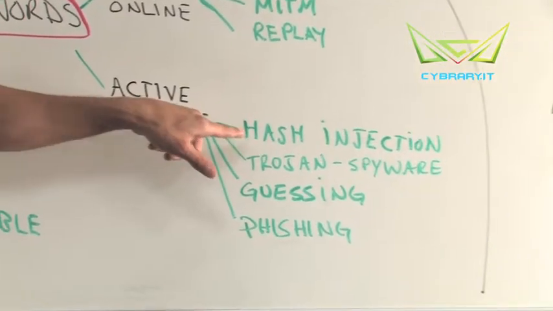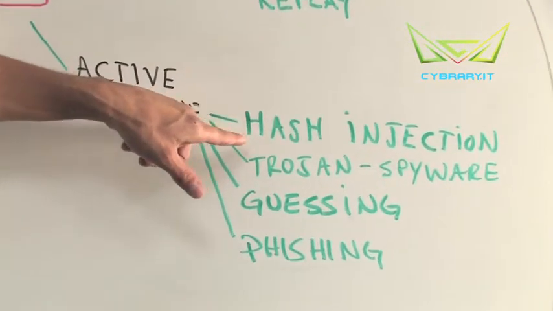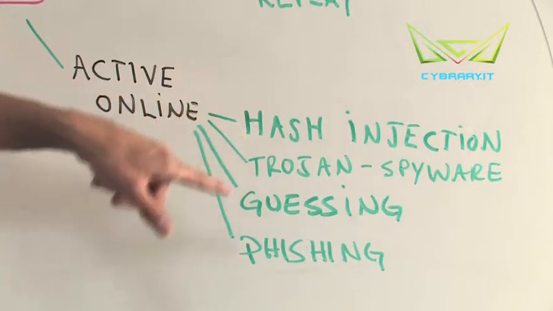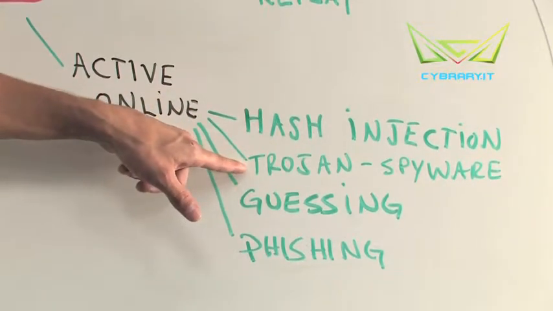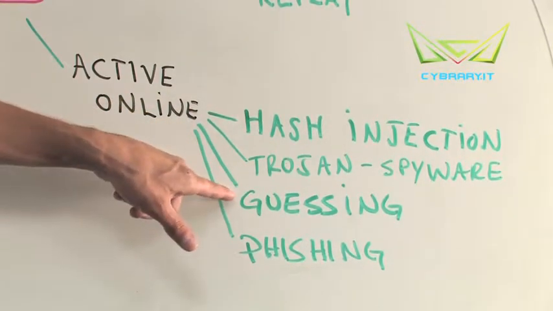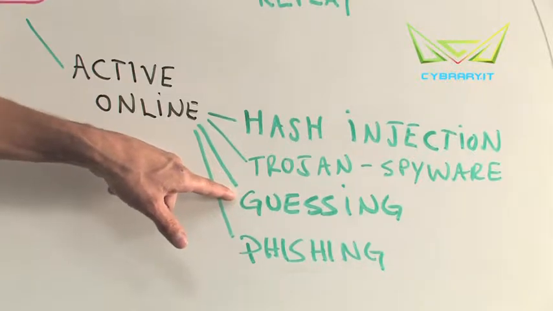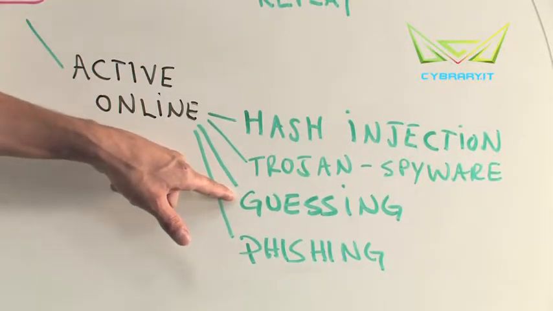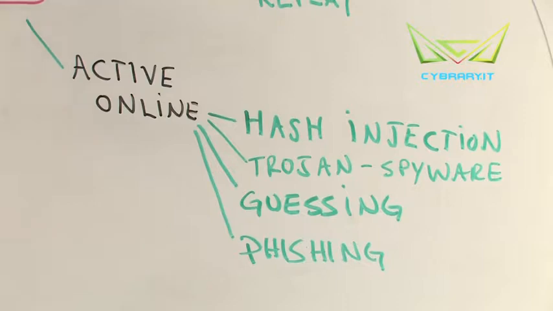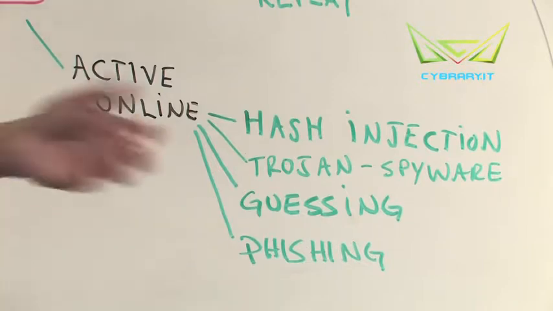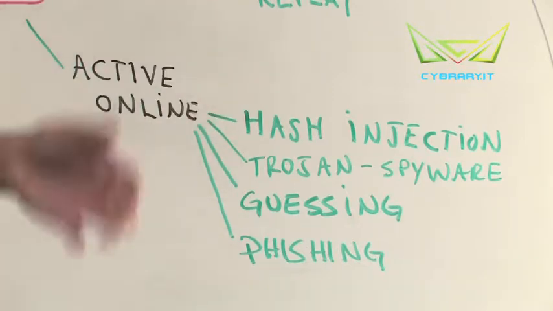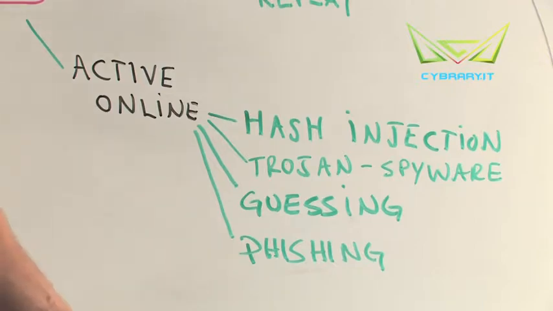Passwords, active online. So now we're reaching out and we're touching our targets. This is where attacks, especially in the wireless world, you do techniques like hash injection, or you can use Trojans or spyware, or simply start guessing. Right? There's a certain science to actually just trying to guess a password, or using some sort of software like the Social Engineering Toolkit inside the Kali operating system and setting up a phishing attack.